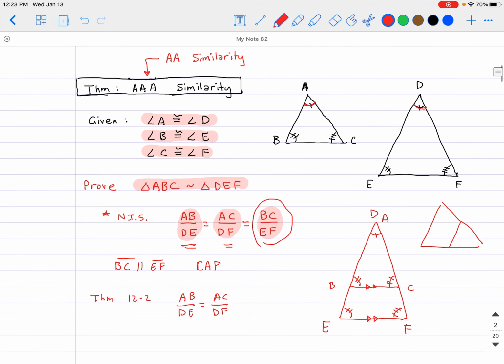And this theorem, you'll notice that, again, I called it AAA similarity, meaning that if all three angles are congruent to each other, then this is going to be true. This is kind of like congruency, but for similar triangles.